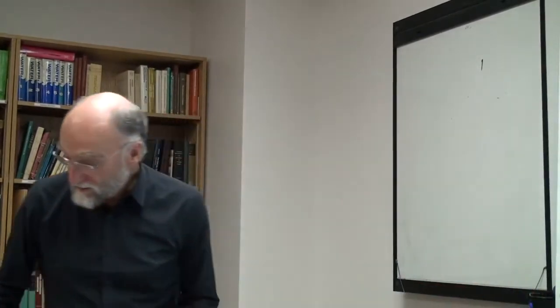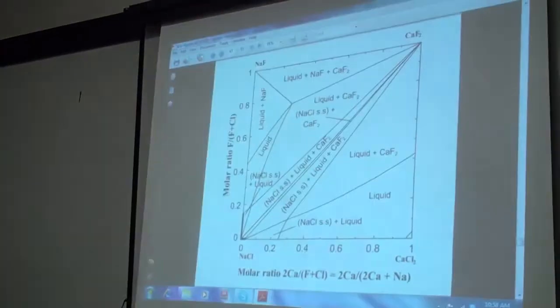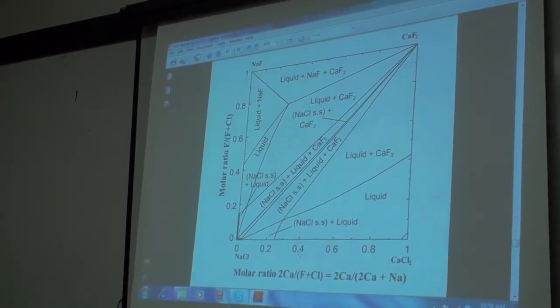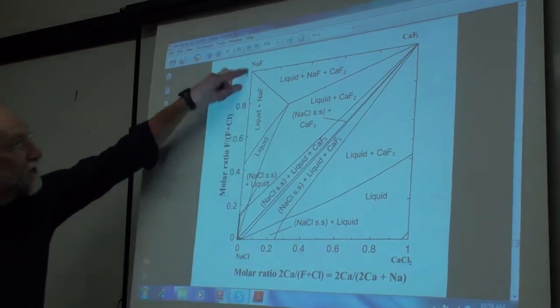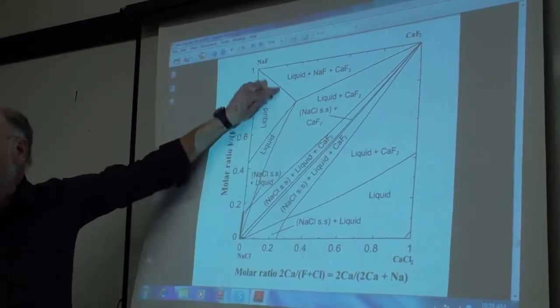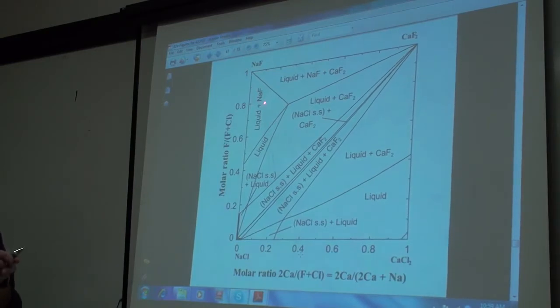If you look at the diagram, you're in a two-phase region with tie lines. This is plotted correctly, and so tie lines are straight lines. Let's take liquid plus NaF. Here your tie lines go from NaF to the liquid, NaF to the liquid, NaF to the liquid. So I would have a tie line coming along like this. It's a straight line. So for an overall composition here, I have this end of the tie line in equilibrium with that end of the tie line.